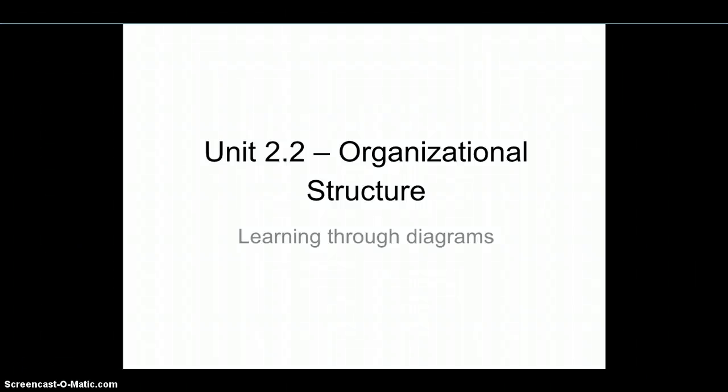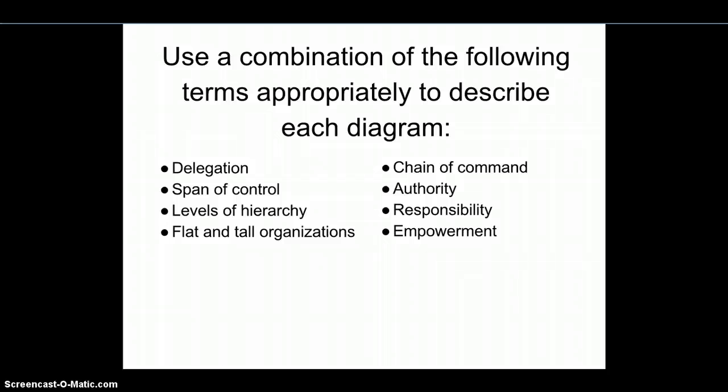Hi everyone. Since the teacher is sick out today, I'm going to teach Unit 2.2 on the organizational structure, looking through diagrams. So I'm going to try my best. The key terms that I'm going to be using for each diagram are delegation, span of control, levels of hierarchy, flat and tall organization, chain of command, authority, responsibility, and empowerment.